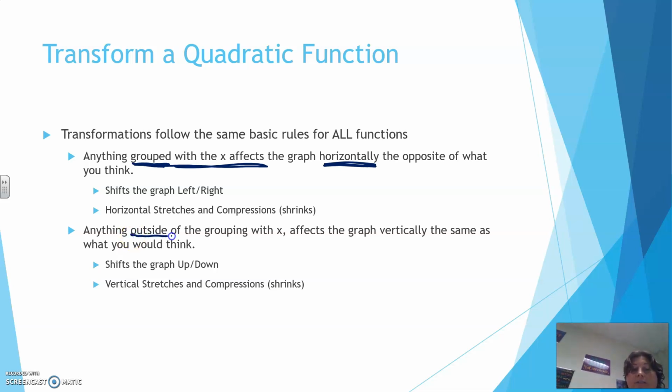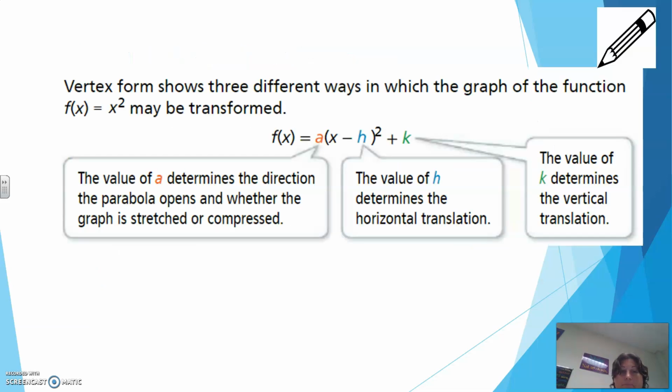Anything outside of the grouping with the x affects the graph vertically, the same as what you would think. Oh, I forgot to talk about that last one. Vertically is always the same as you would think, so it's going to shift it up, down, or compress or stretch it the way you would think. Going back up to horizontally, though, it's going to be the opposite of what you would think. And we'll talk about that a little bit on the next slide.